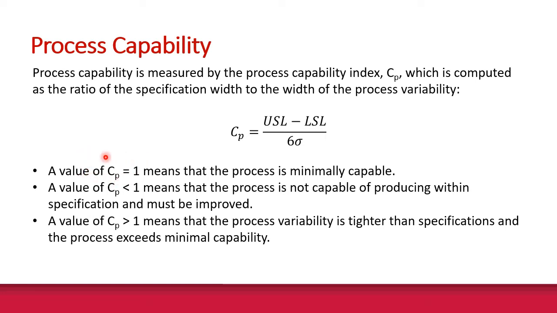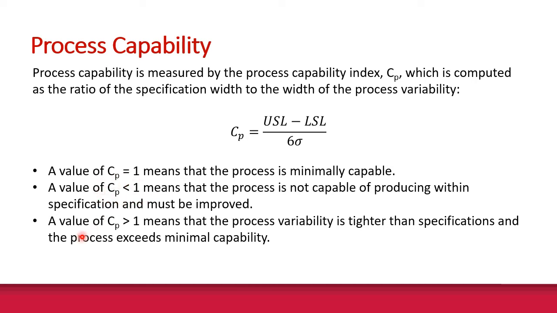So if something goes wrong, the operator has a bad day, the machine is off a little bit, it's very easy, if you're at a CP value of 1, for this to slip and become less than 1. So we would consider this process just minimally capable. A value when the CP index is less than 1 means that the process is not capable of producing to specification and must be improved. This would be an example of slide B.